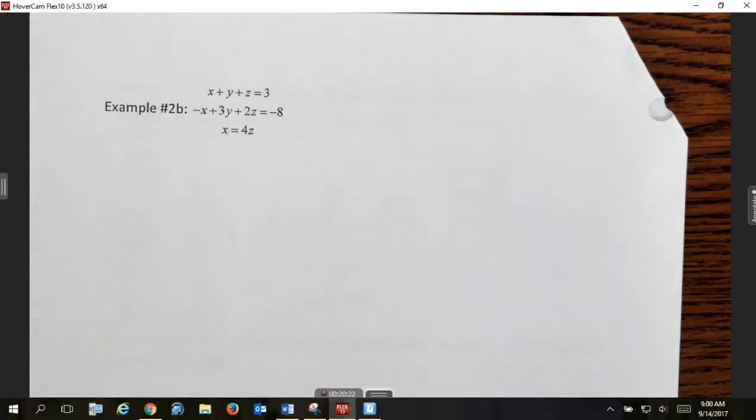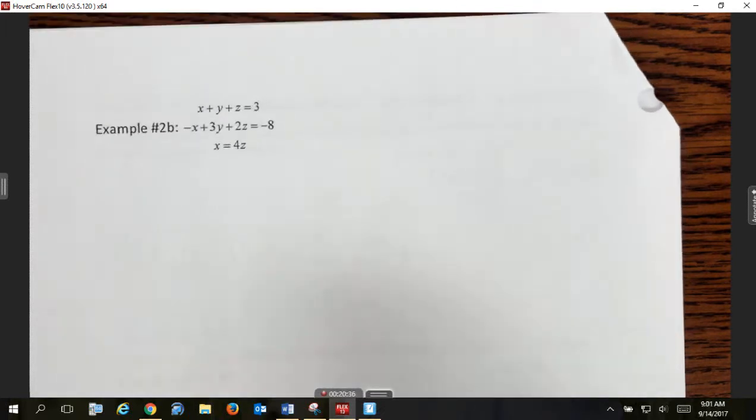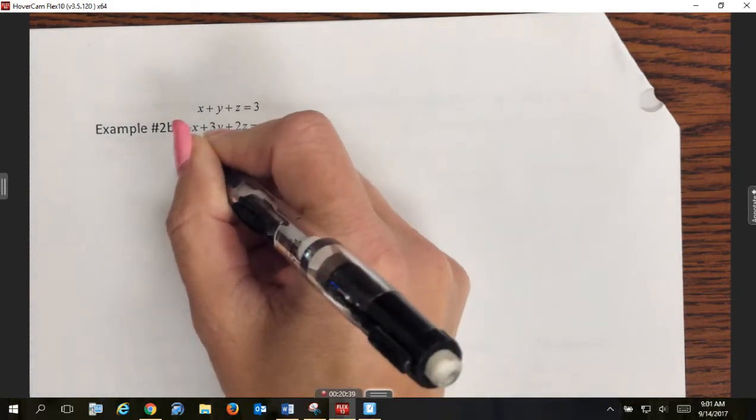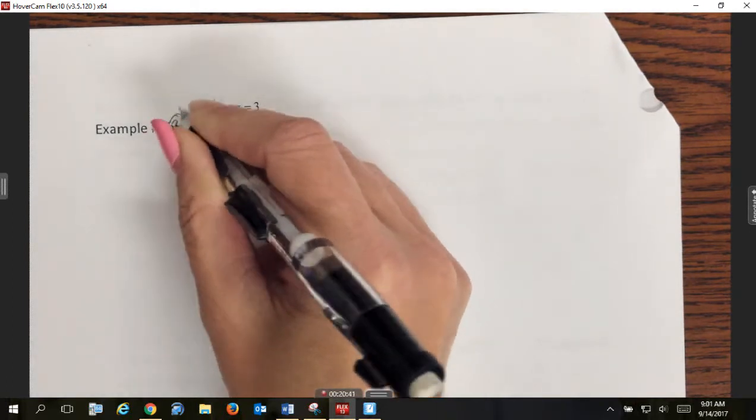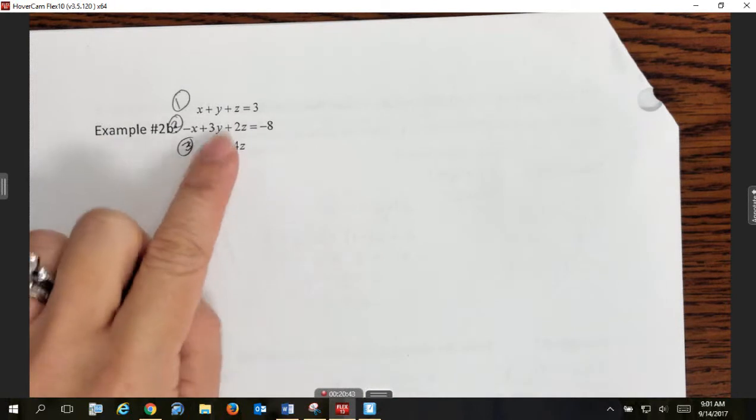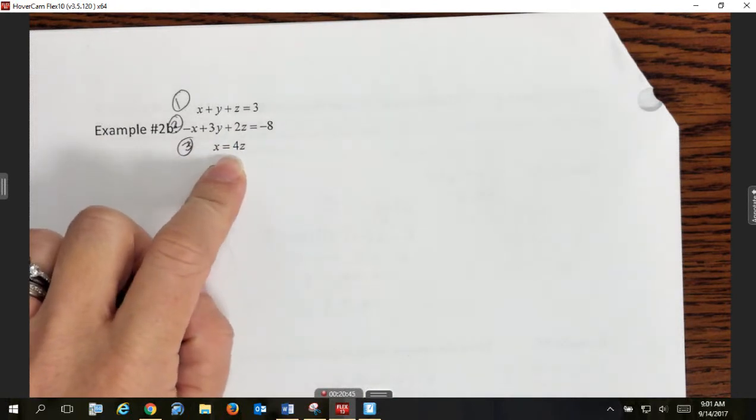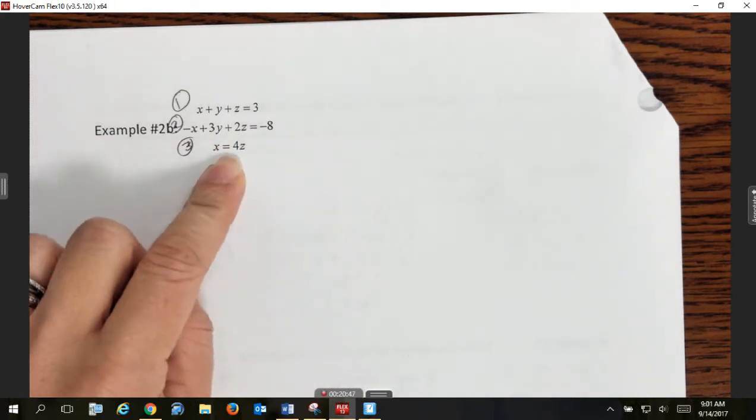So example 2, we're looking carefully and we're going to decide which variable we want to eliminate. The goal is to get 2 equations with 2 variables. So when you're looking at these equations, you see one of them is kind of special. That third equation, equation 3. Why is equation 3 so special? What's already eliminated? The y is already eliminated.